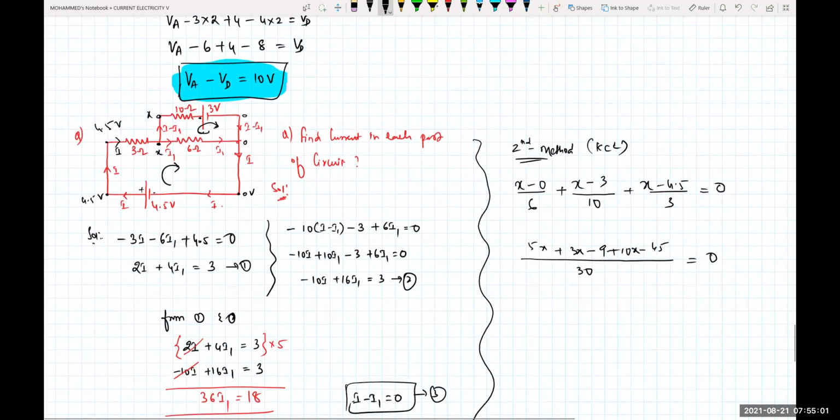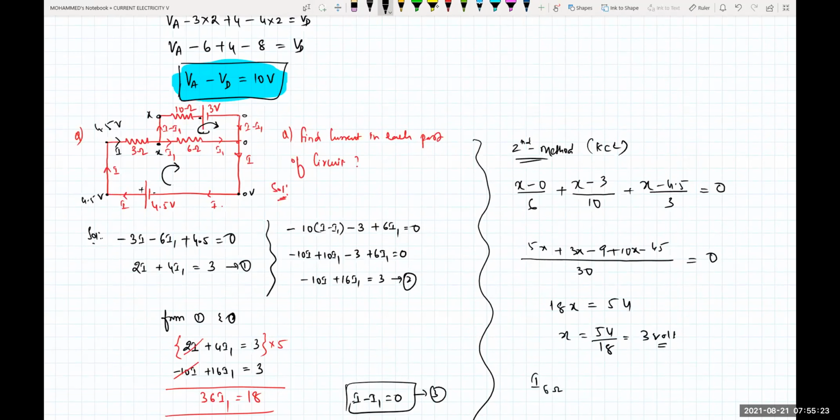Okay? So 5, 3, 10, that is 18. So 18x will be equal to 54. So x will be equal to 54 divided by 18, that will be equal to 3 volts. So the x value is 3 volts. So I can calculate the current through each part.